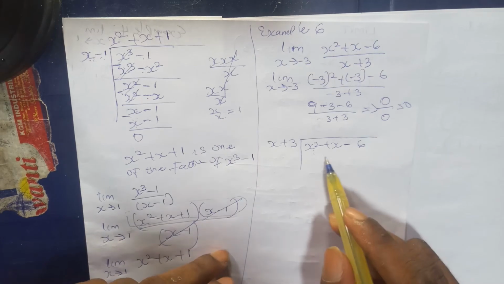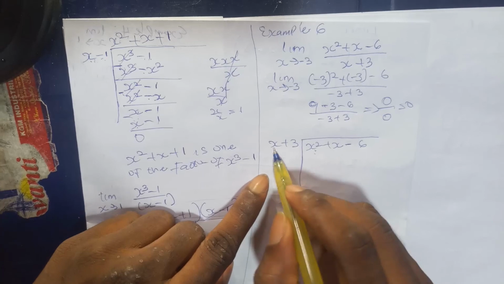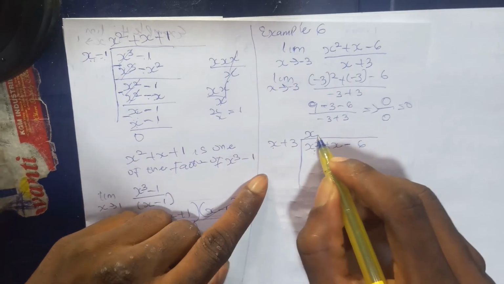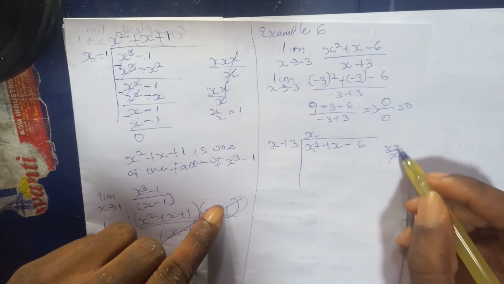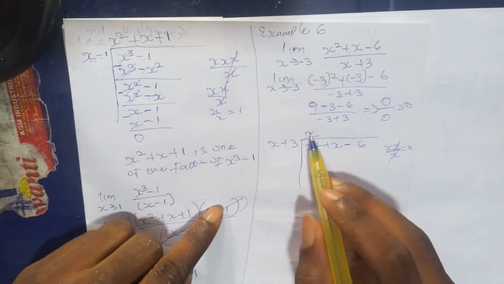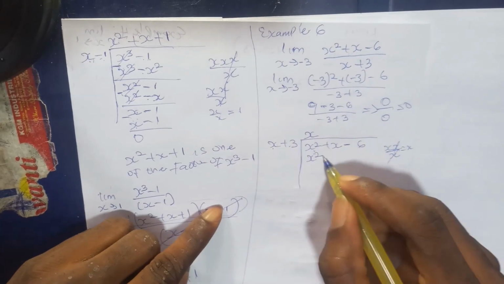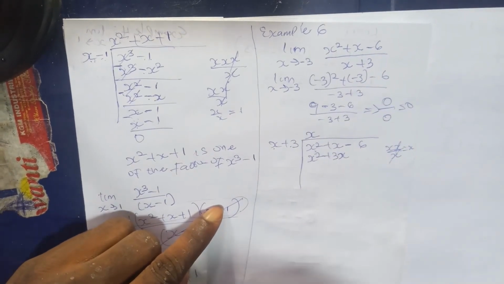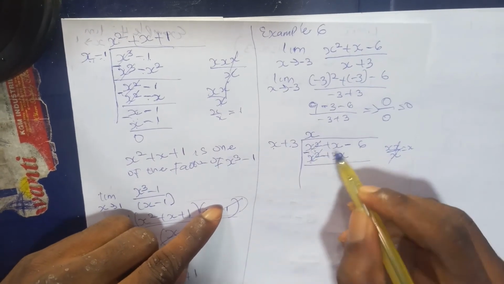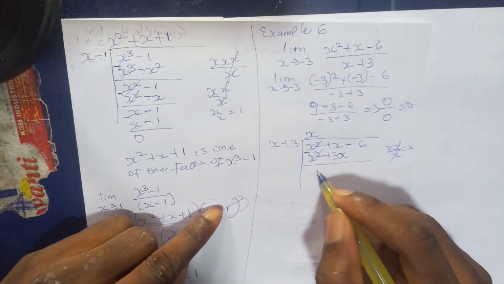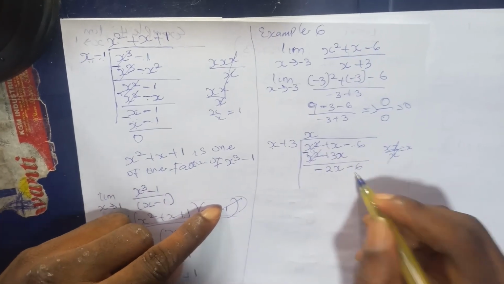Our aim is to reduce the x in this place to 0. Now, x squared divided by x will give us just x. Now, x times x gives us x squared. Then plus 3 times x gives us 3x. Now, inputting minus, this will cancel this. x minus 3x gives us minus 2x. Now minus 6, you bring down this one here.